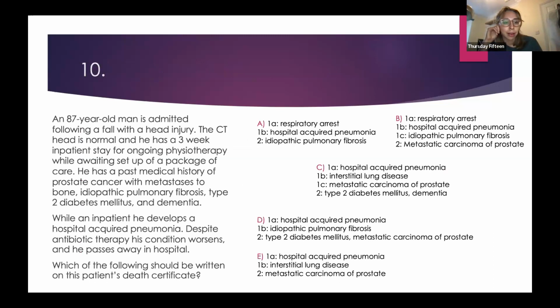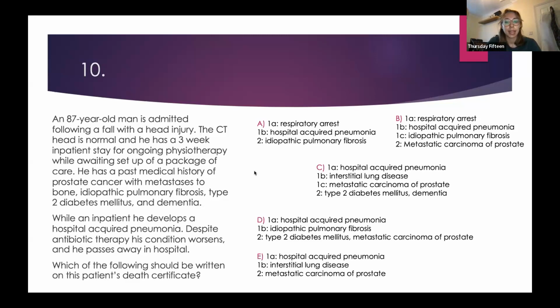So this man was sat in hospital, medically fit after coming in with a fall. CT head was normal, just waiting for a package of care to be set up at home. But because that was taking so long, he ended up getting a HAP and he died. His background is significant for prostate cancer, IPF, type 2 diabetes and dementia. So which of the following should be written on this man's death certificate?